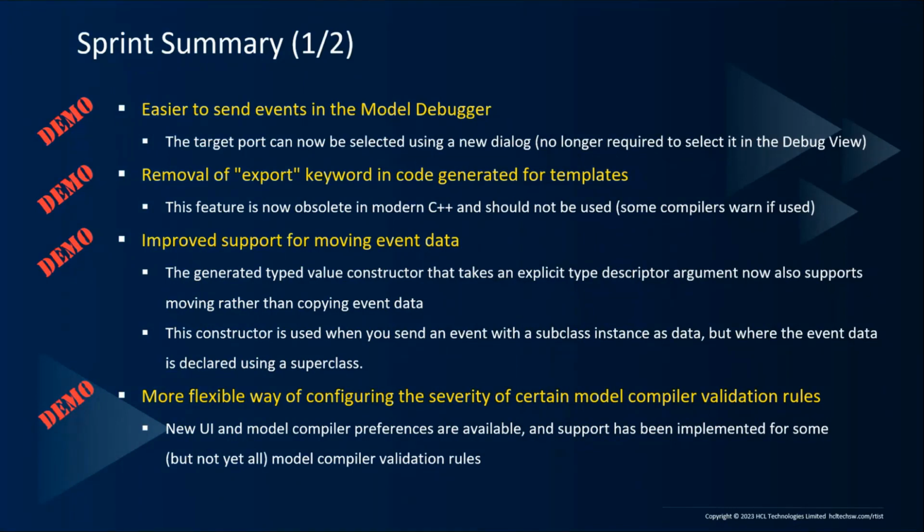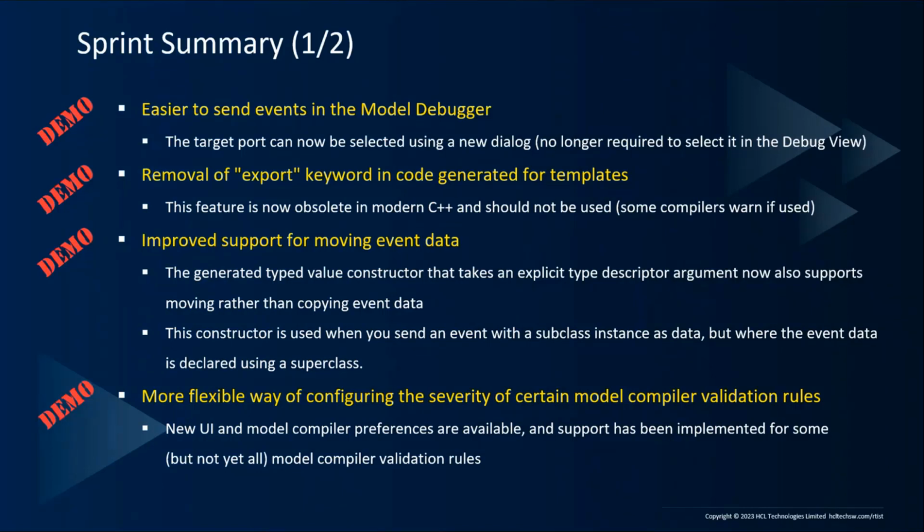Then we did a follow-up on something we did a few sprints ago, which is about supporting moving event data. There was at least one scenario where it didn't work, and in particular it was because there was a lack of a constructor that takes an explicit type descriptor in the RT typed value struct that we generate for a user-defined class. So for example, if you had an event with a subclass instance as data, but where the event data is declared using a superclass, then it was not possible to move the event data, but this has now been fixed.